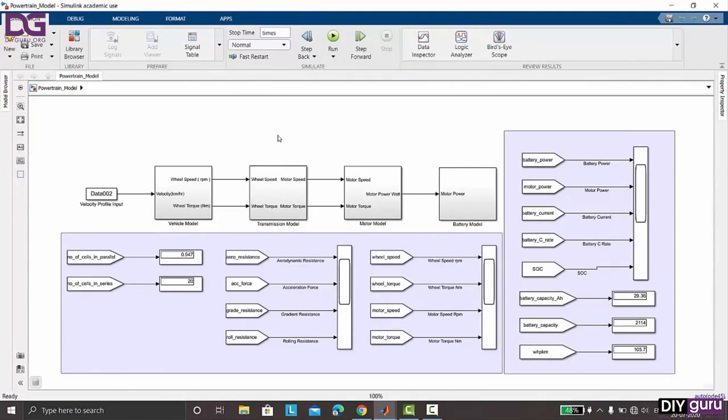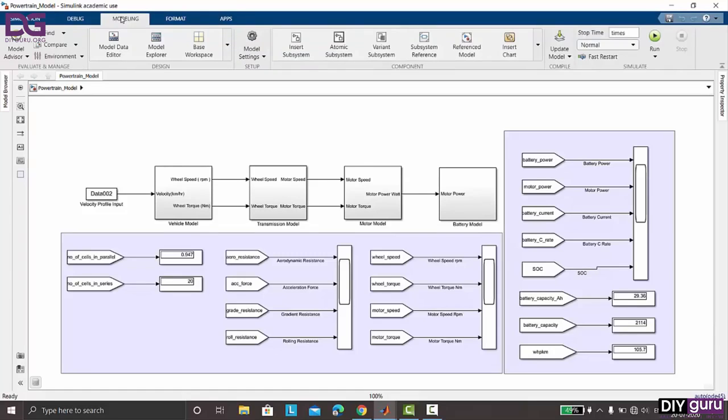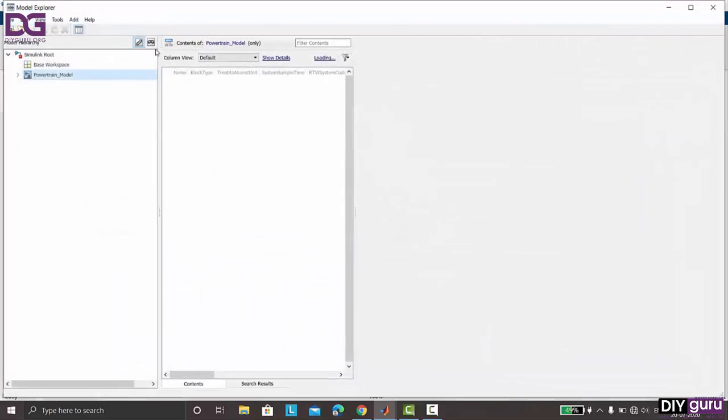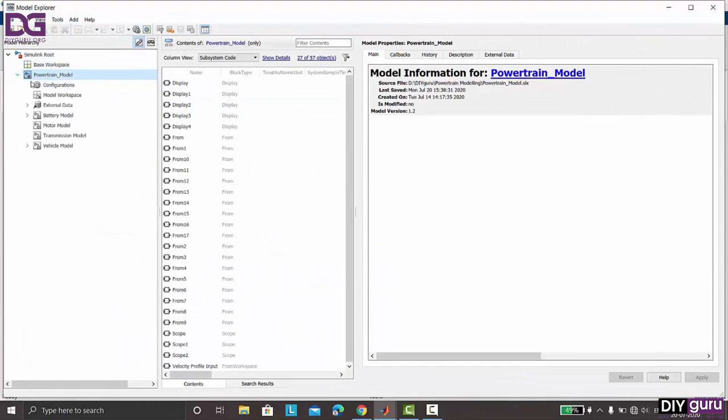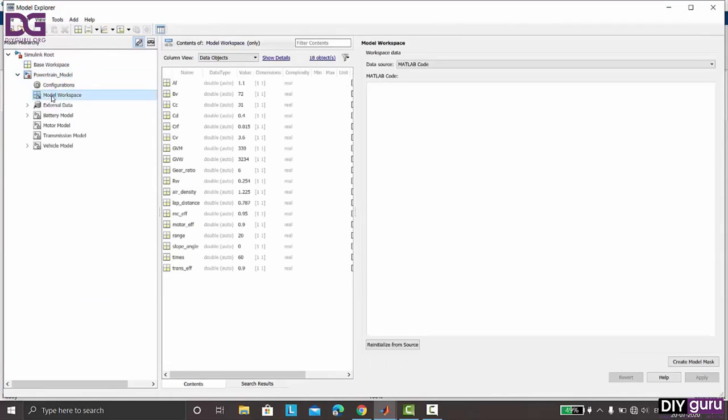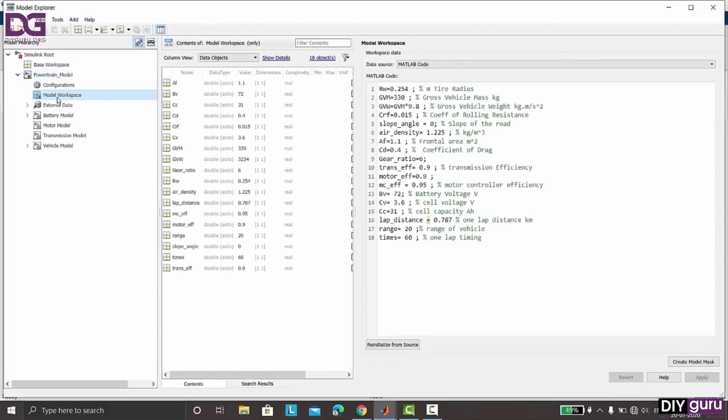If we want to change the vehicle parameters like rolling resistance coefficient, coefficient of drag, frontal area, gear ratios and others, instead of opening every sub block and changing the parameters, we can easily change them by going into modeling. Click on Model Explorer, Model Workspace, the powertrain model. Here we have already defined the parameters.